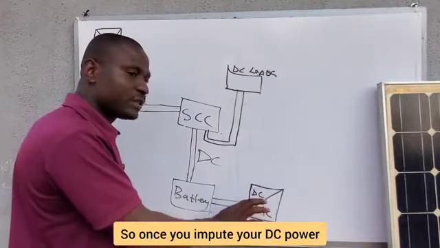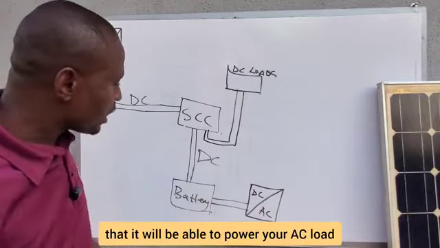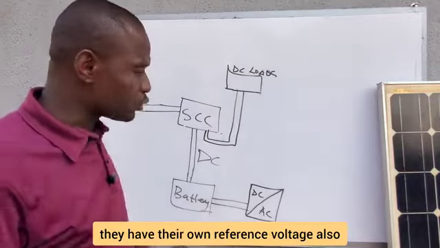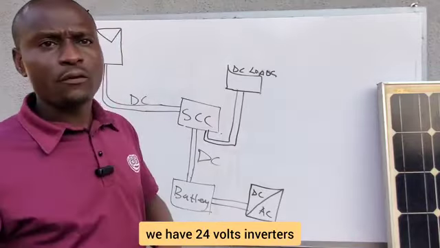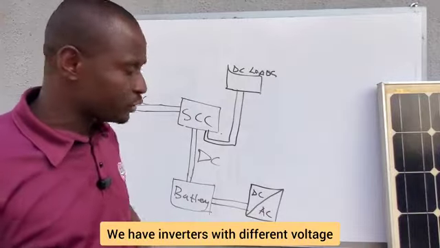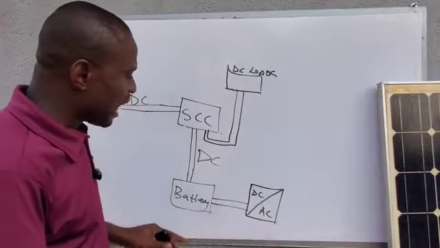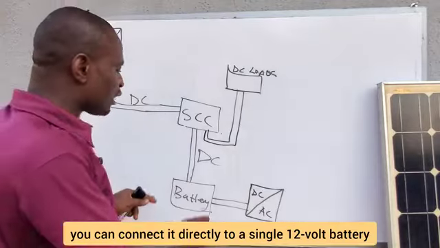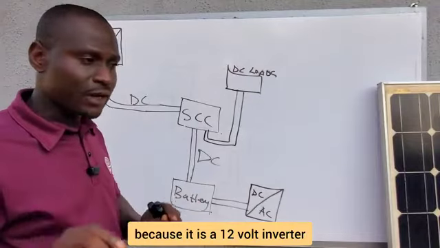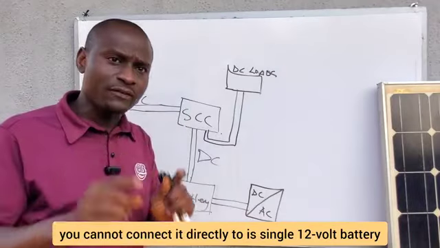So once you input your DC power, it will convert to AC, so that it will be able to power your AC loads. Now, the inverters also have their own reference voltage. We have 12 volt inverters, we have 24 volt inverters, we have 48 volt inverters. We have inverters with different voltage. So you need to know the voltage of your inverter before you connect it to the batteries. Now, if it is a 12 volt inverter, you can connect it directly to a single 12 volt battery, because it is a 12 volt inverter. But if it is a 24 volt inverter, you cannot connect it directly to a single 12 volt battery.